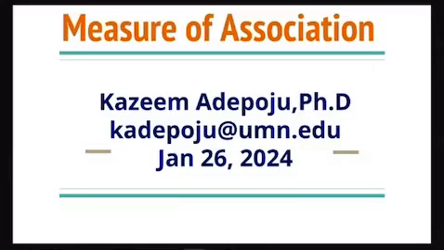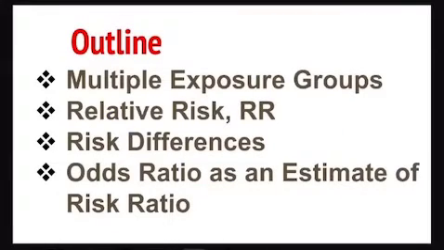Now, in the outline, I'm going to walk you through what we call multiple exposure groups, because based on what we've done before, we talk about participants being exposed or not. That actually implies two groups, okay? Where you have the experimental group and the control group, but I also want to walk you through situations whereby we could have more than two groups. And that's why we call that multiple exposure groups.